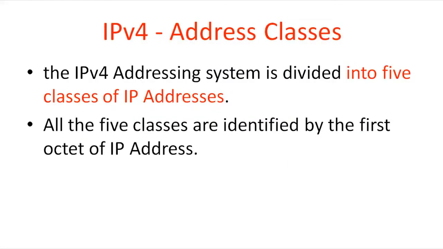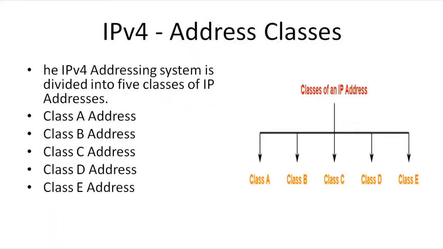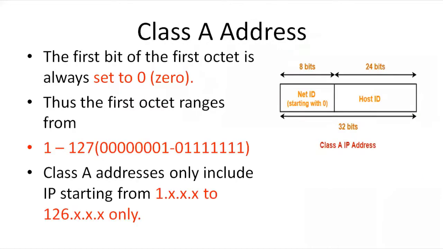And then IP version 4 address classes. We have five different classes: class A, class B, class C, class D, and class E. Different classes are available. Here, the first one, the class A address. What is a class A address?